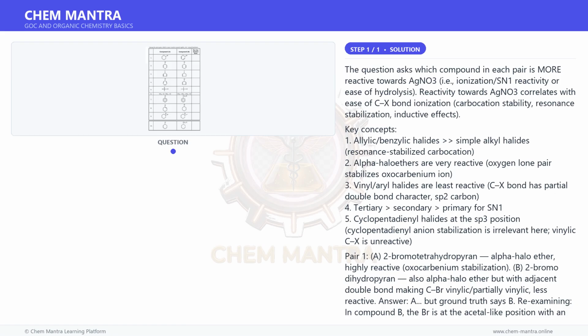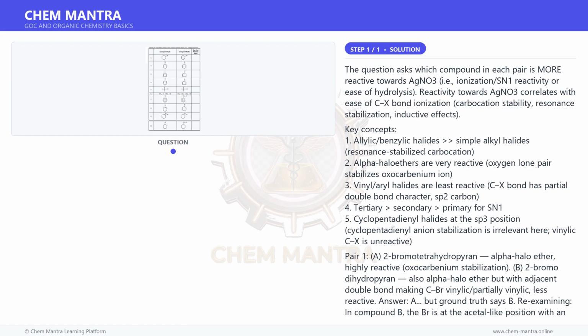Re-examining. In compound B, the Br is at the acetal position with an enol ether, the double bond is between C3 and C4 and Br is at C2 alpha to O, making it an allylic and alpha-alkoxy position, giving extra stabilization. Actually, compound B has enol ether character where Br leaving gives an oxocarbenium that is also vinylogously stabilized. The cation formed from B is stabilized by both oxygen and the double bond. Therefore, the answer is B.